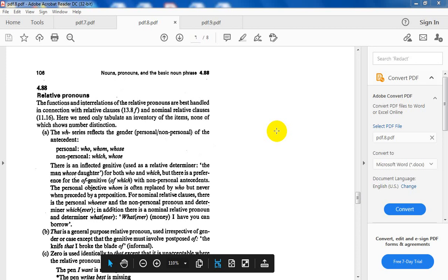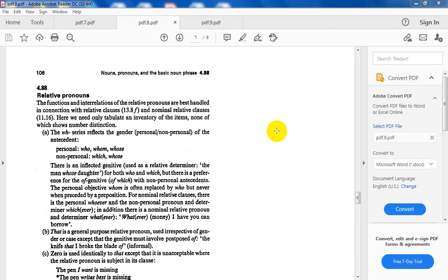Another subclass of pronouns are the relative pronouns, which we are all familiar with. From their name, relative pronouns try to relate sentences. The functions and interrelations of the relative pronouns are best handled in connection with relative clauses. Meaning, they try to what? To relate two clauses together.